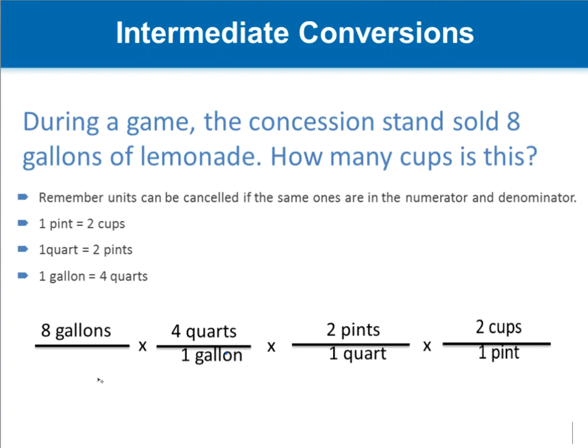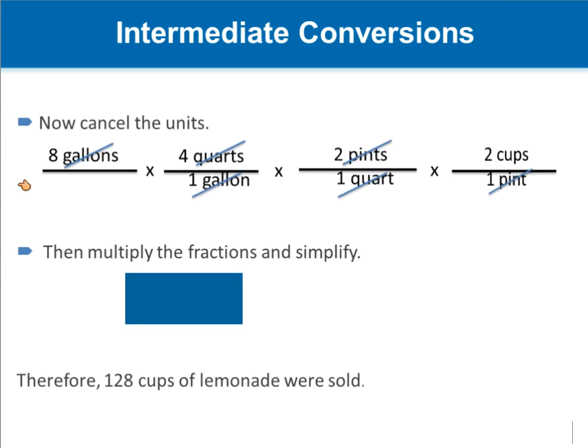So now that we have our entire problem set up, we can start to cross cancel. So we have 8 gallons. The gallons match with gallons, so we cross them out. The quarts match with this quart, so we cross them out. Pints match with this pint, so we cross them out. And you're left with cups, which is what we were looking for. So you keep that unit there because there's nothing to cross it out with. And now you're just going to do the simple multiplication with fractions.